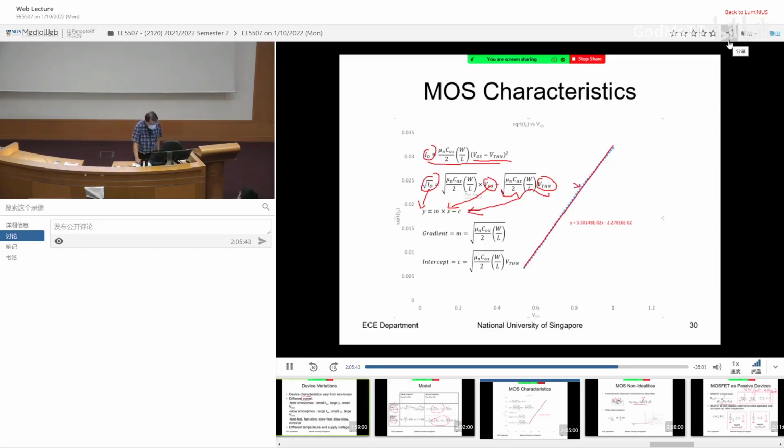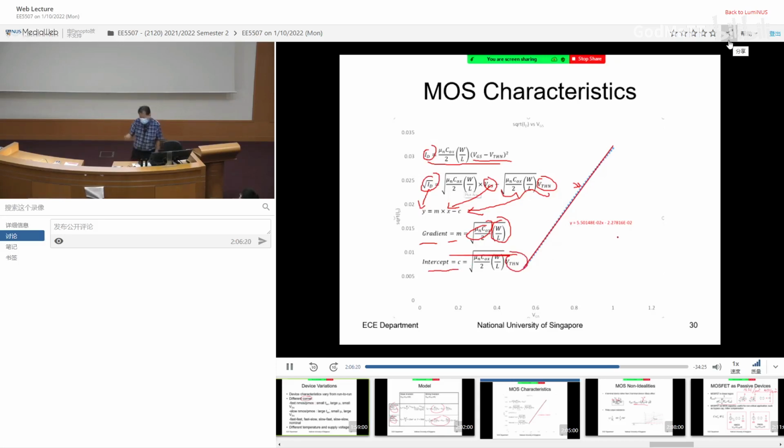Let's say all the blue one is actually the data collected or simulated. It's not square. But you can see that over the region, if you try to use a linear line to approximate it, it looks pretty nice. And you can use this approach to extract the gradient of this linear line. And then with this linear line, using the gradient, you already design or simulate the device using certain W over L. You can actually figure out mu and COX, right? Same thing, the intercept will give you the VTHN.